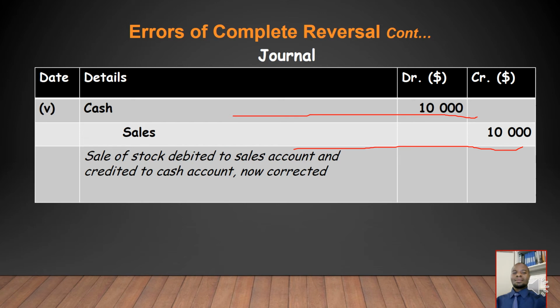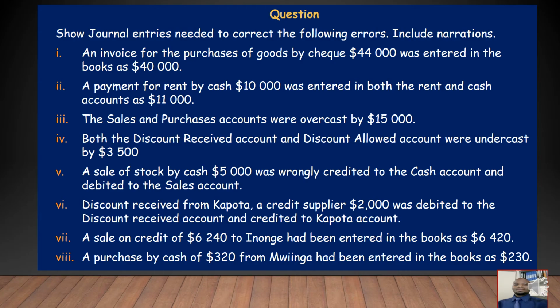So let's move on to yet another error. The next error is error number 7. Discount received from Kapota, a credit supplier, $2,000, was debited to the discount received account and credited to Kapota account. Completely the opposite. So let's see how this should actually be done.